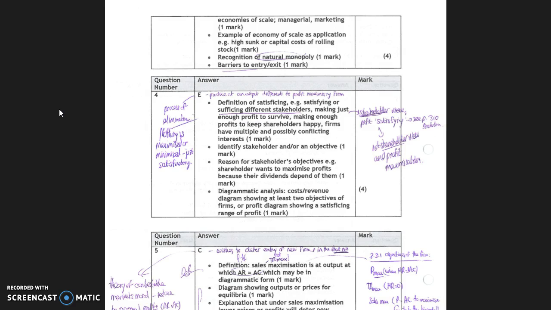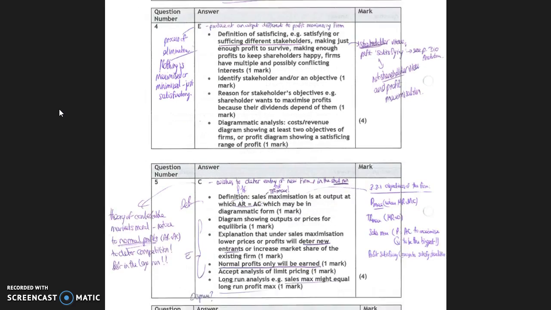So nothing is maximized or minimized. Those were the other options there. So hopefully you would have realized option E by process of elimination was the correct answer there. Remember, what is satisficing? It's where you just keep your stakeholders happy with an adequate level of profit just to keep them off your back, as such. Okay.